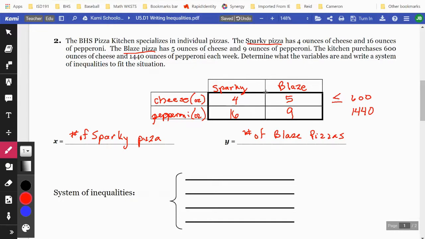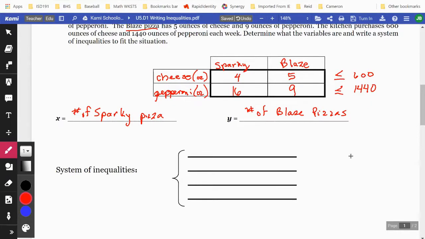The amount of cheese for the 2 pizza types has to be less than or equal to 600 total ounces of cheese. And for the same reason, the pepperoni is going to be the same thing. Okay, the amount of pepperoni is less than or equal to 1,440 total ounces because that's what the kitchen has available.